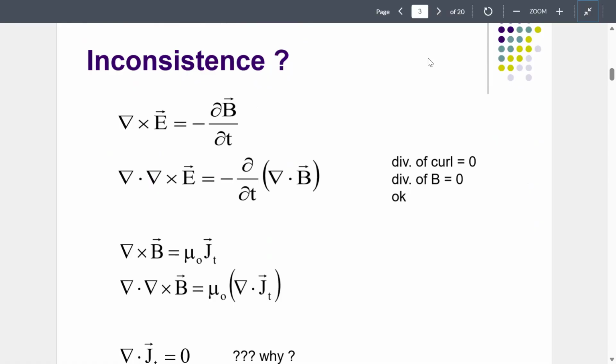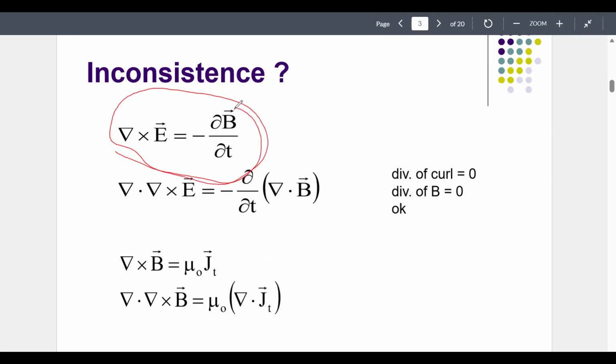If I take the curl, we have this one from Faraday's law. This is basically Faraday's law in differential form. If I take a divergence on both sides, the divergence of the curl is always 0. The divergence of the curl of any vector is 0. You learned that in calculus. Come see me if you want to know more. That means, but divergence of B is also 0. This is the third equation, we say there's no magnetic charge. So 0 is equal to 0.